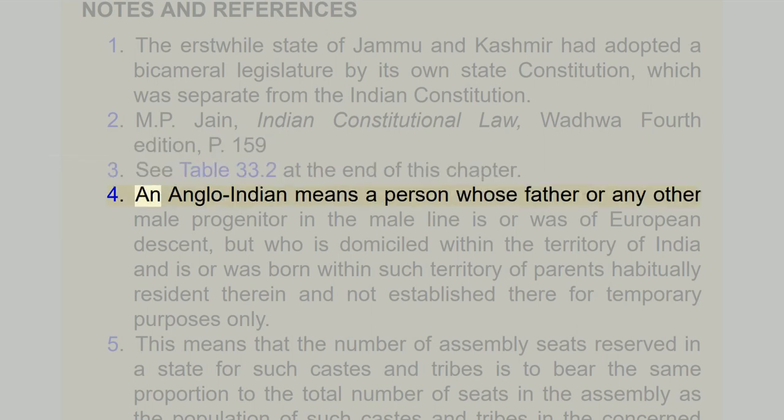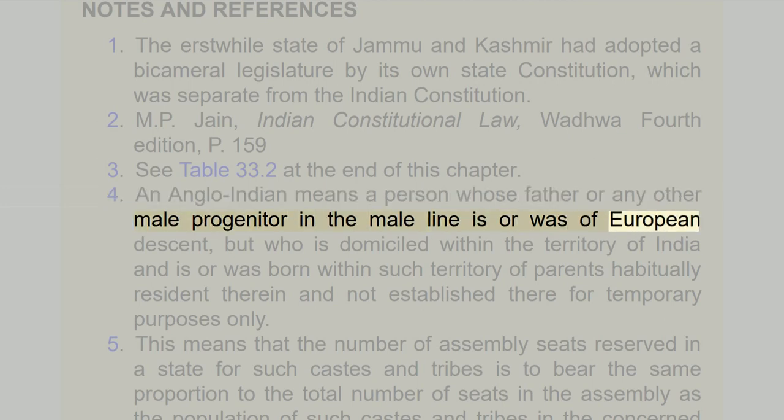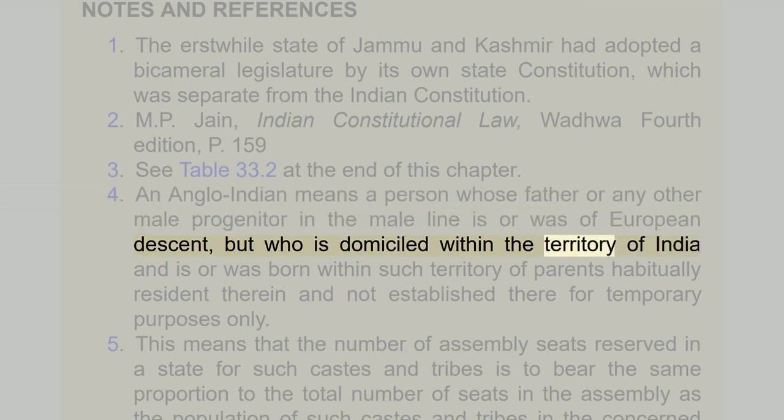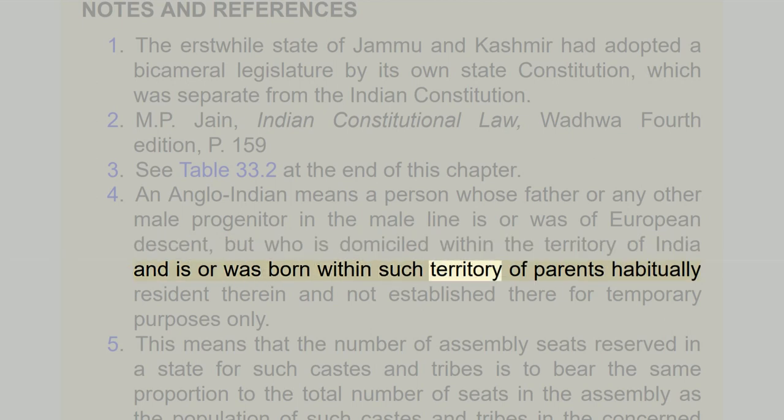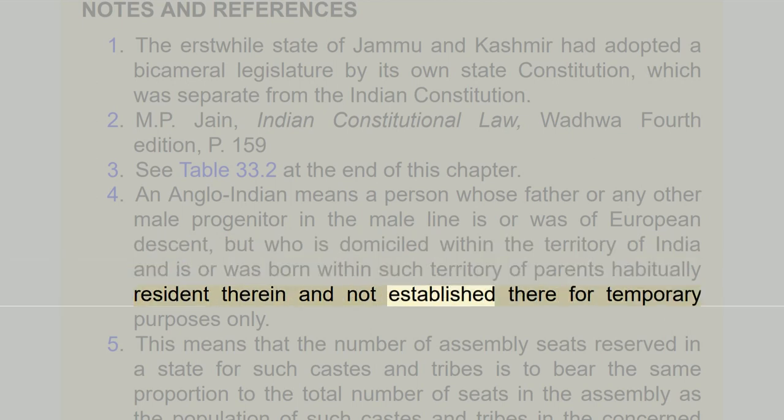4. An Anglo-Indian means a person whose father or any other male progenitor in the male line is or was of European descent, but who is domiciled within the territory of India and is or was born within such territory of parents habitually resident therein and not established there for temporary purposes only.